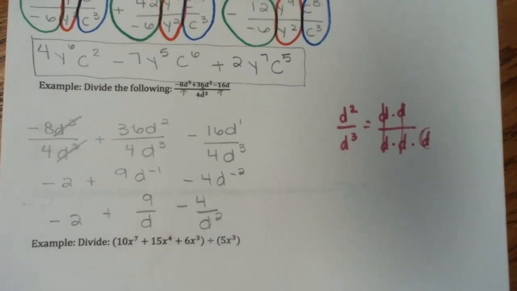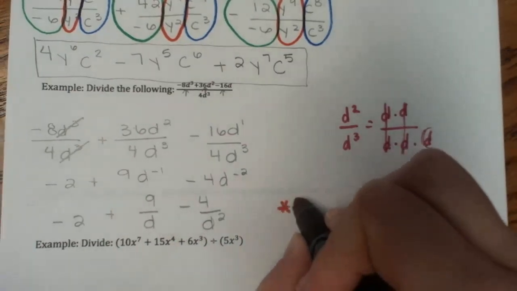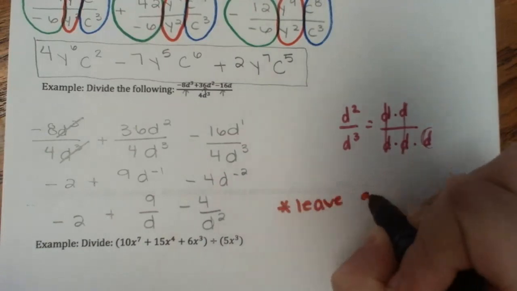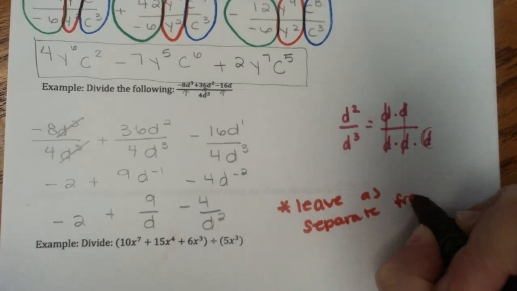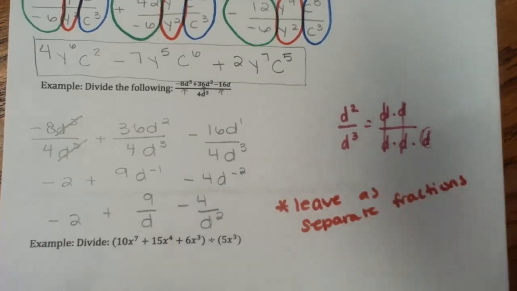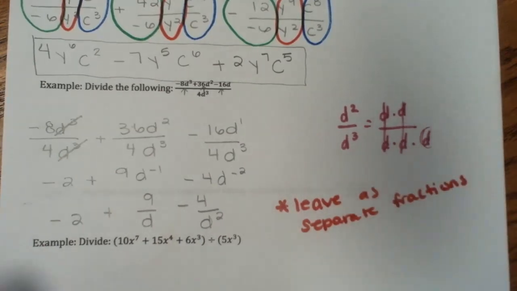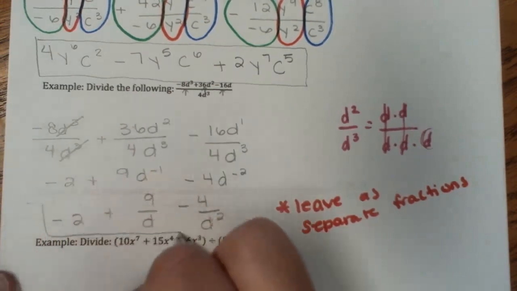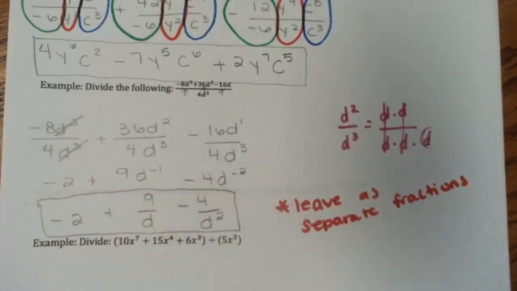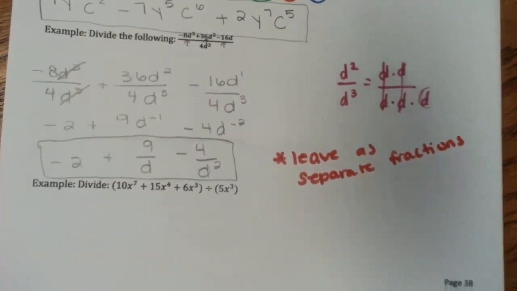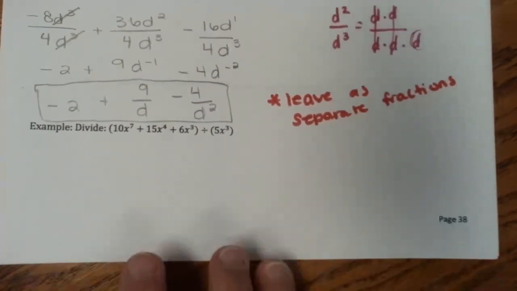So leave as separate fractions, super important. Leave as separate fractions. They're not like terms because they're all different exponents, but this is our final answer. Negative 2, 9 over d minus 4 over d squared. So leave as separate fractions.